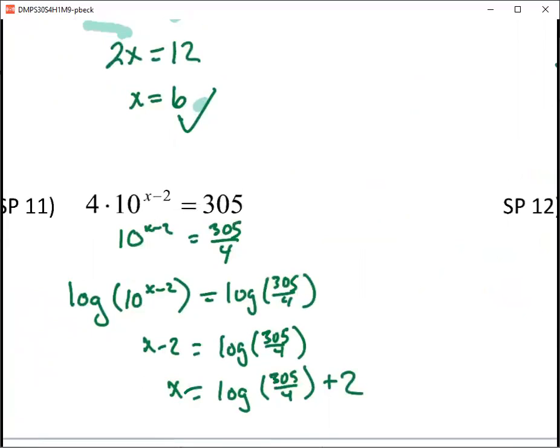Problem number 11. Begin by dividing both sides by 4. Remember, undoing all the order of operations. Now I have to undo the exponential base 10 with a log base 10, which of course we don't see because it's a common log. So take the common log of both sides, and then what's inside equals the common log of 305/4. So just add 2 to get our overall answer.